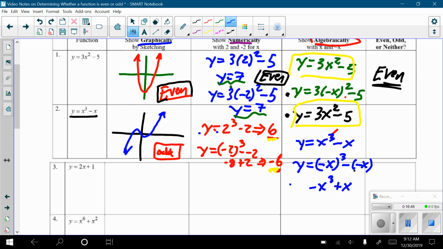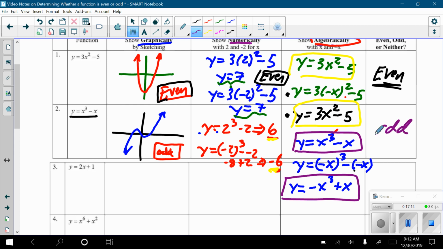Okay. Here's the kind of tricky part. Look at the original. That's what happens when we plug in x. Here's what we got when we plugged in negative x. Clearly, those aren't exactly the same. But they are exactly opposite. The x cubed is a negative x cubed. The plus x is a negative x. They're exactly opposite of each other. That's what you want when you want it to be odd. They are exactly opposites of each other. Okay.